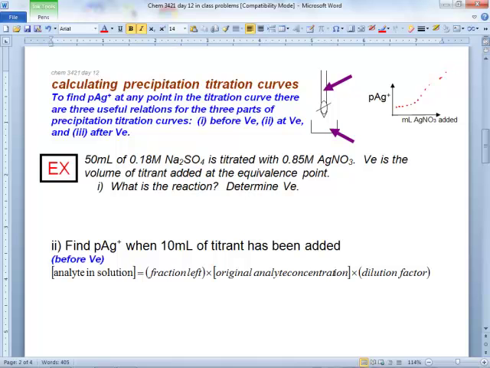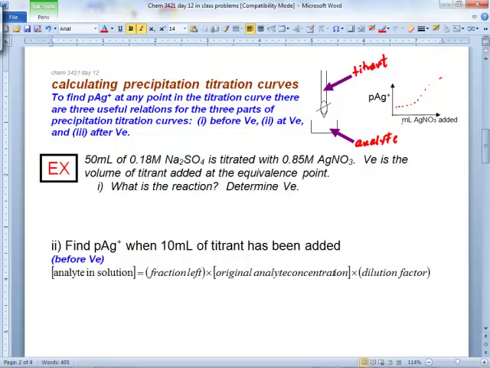But we need to make sure we have the terminology down. What did I call the stuff in the burette? The titrant. And then in the beaker, the technical jargon was analyte. So that's something to remember.